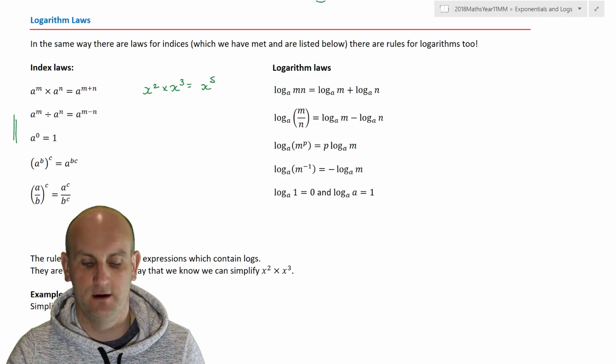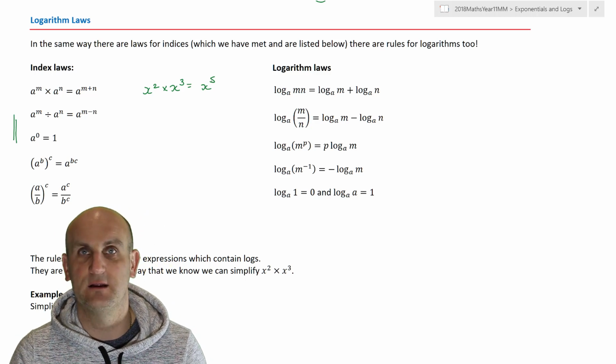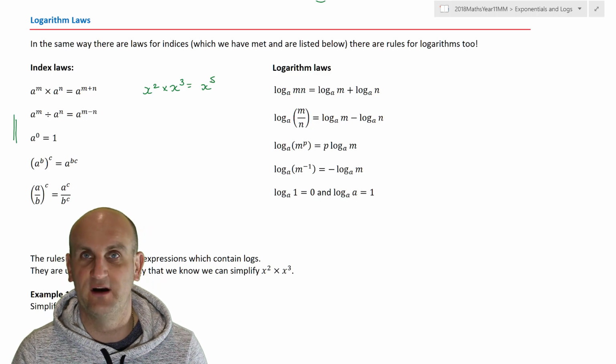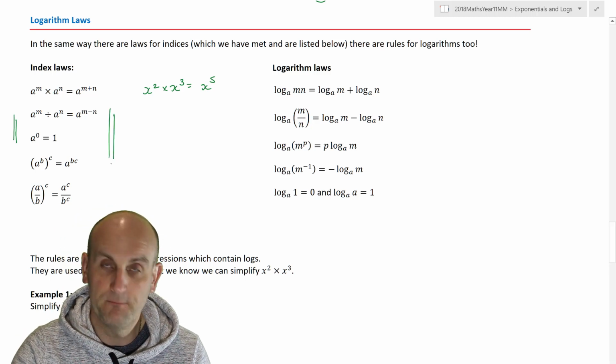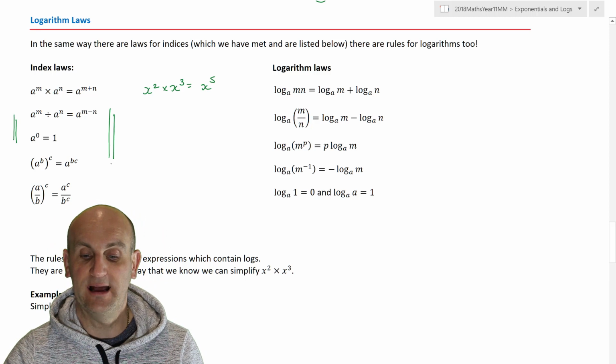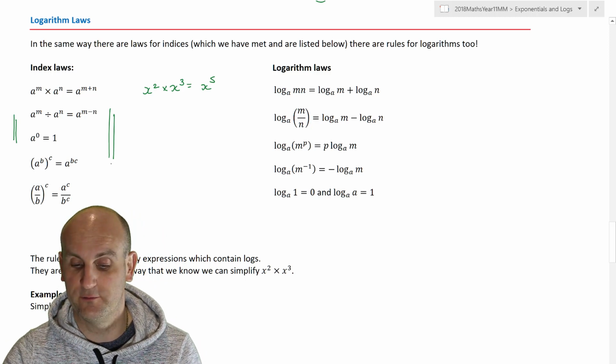Likewise, a to the power of 0 is 1, and a to the power of b, all to the power of c, is a to the power of bc. These rules are massively important, used such a lot. And as it turns out, there are rules for logarithms as well.